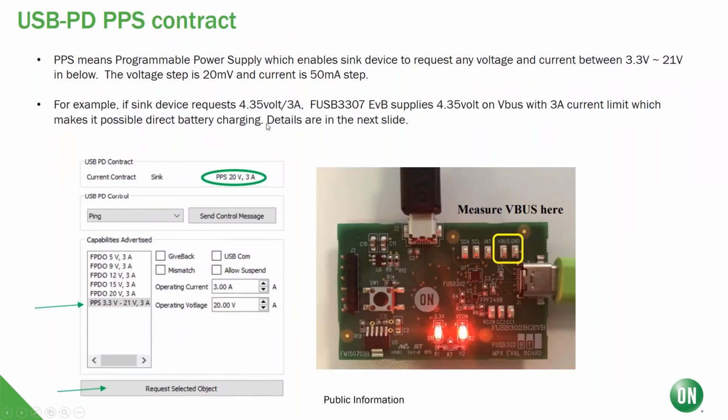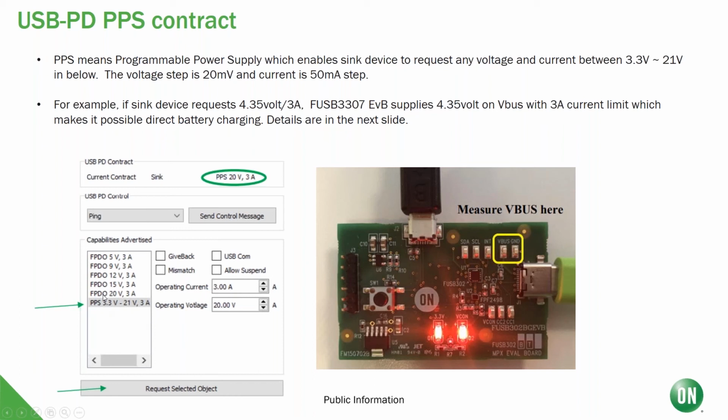And USB PD PPS means programmable power supply. This is from the GUI from the FUSB302. By default, the reference board has a USB PPS power APDO. Here we can see 3.3 volt to 21 volt. So this power range is available from the 3307 reference board.